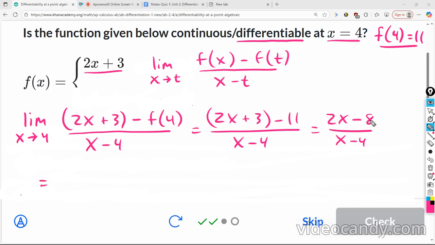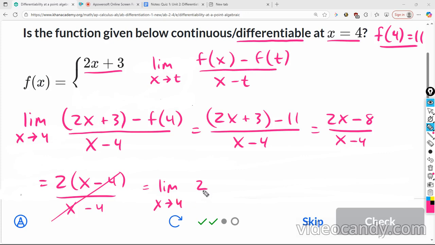2x minus 8, the common multiple is a 2, so factor out a 2. 2x divided by 2 is x. Negative 8 divided by 2 is negative 4. Divided by x minus 4. X minus 4's cancel, and you're just left with 2. All right. If there was a variable here, you'd have to do limit as x approaches 4 and sub it in place of x, okay? But in this case, there's nothing to sub in, so it's just going to be 2. All right, so f prime of x is going to be a 2.